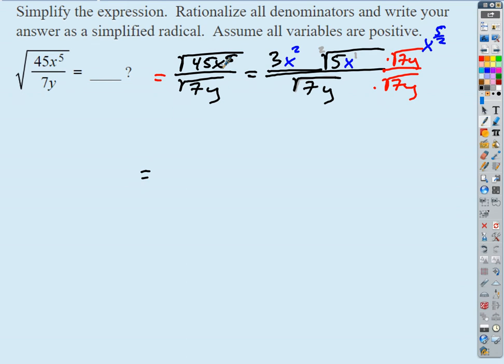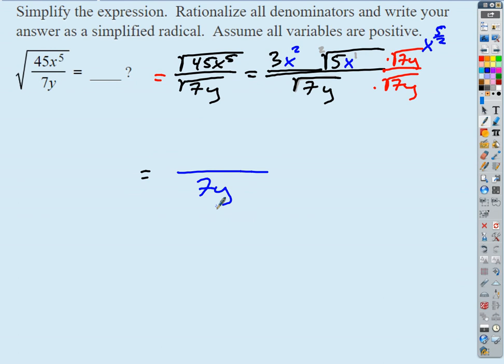Okay, so then on the bottom, if I multiply a square root times itself, it cancels the square root, right? So we end up with what we want on the bottom, which is a 7y. On the top, I've got three things being multiplied. I've got 3x squared times the square root of 5x times the square root of 7y.